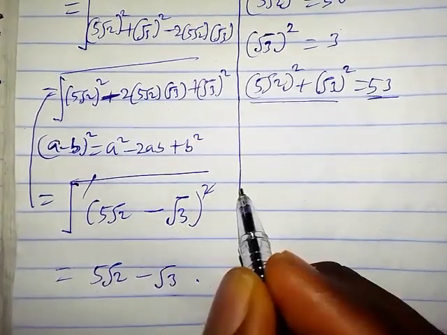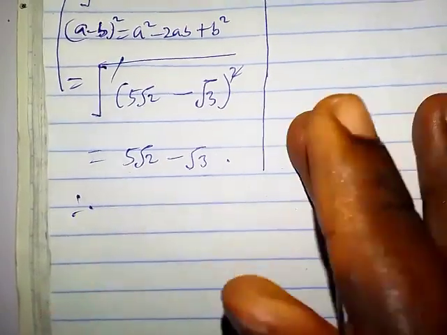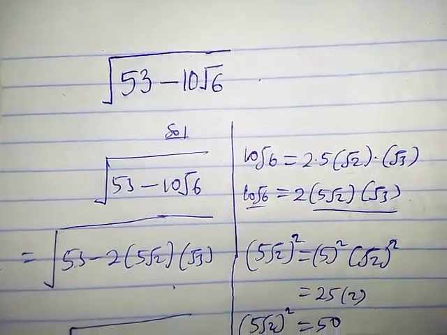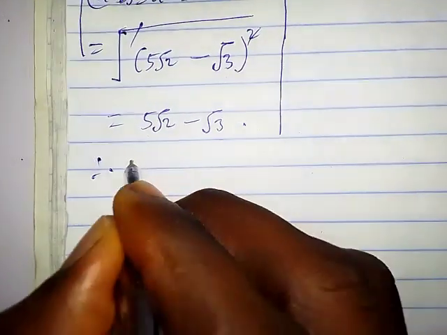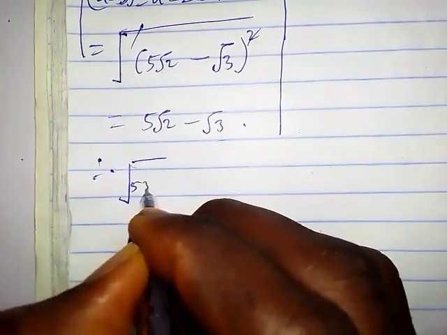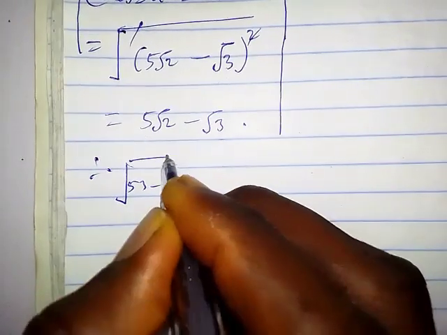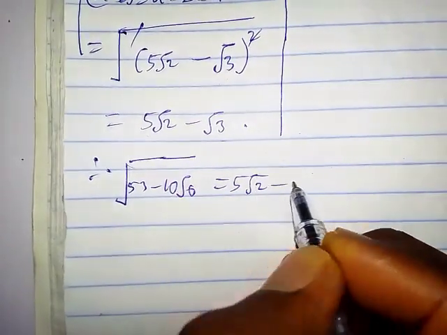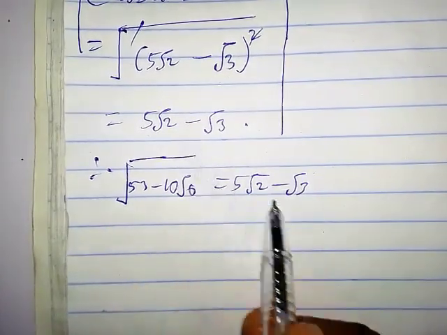So therefore, our question, the square root of 53 minus 10 root 6, is simply equal to 5 root 2 minus root 3. So this is the required solution.